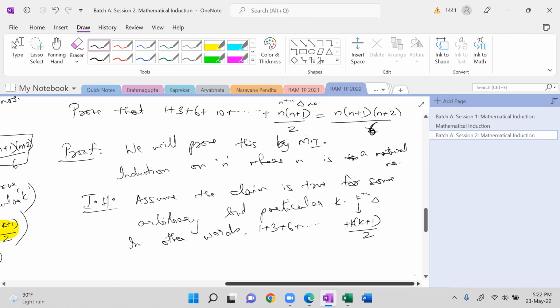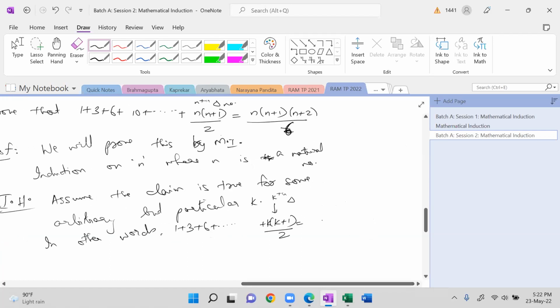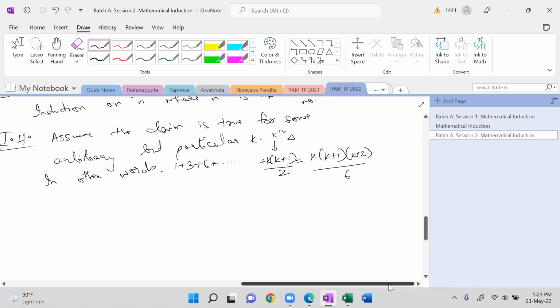Shlok, if you are not clear with any part, just let me know. No, I assume that n(n plus 1)/2 will be k, like the whole thing will be the kth triangular number. That algebra will be very hard. It's better to assume it like this. This is equal to k(k plus 1)(k plus 2)/6. All right, induction hypothesis over.